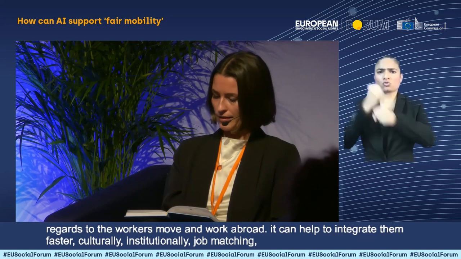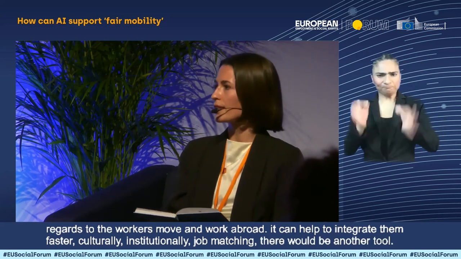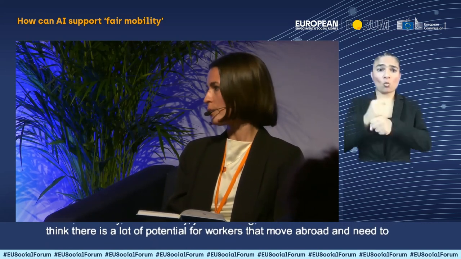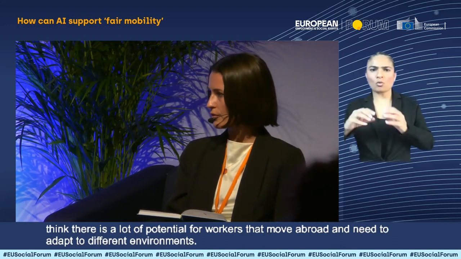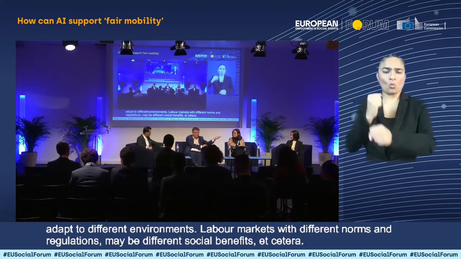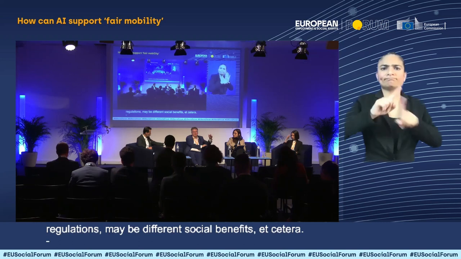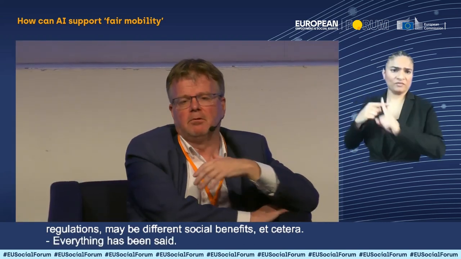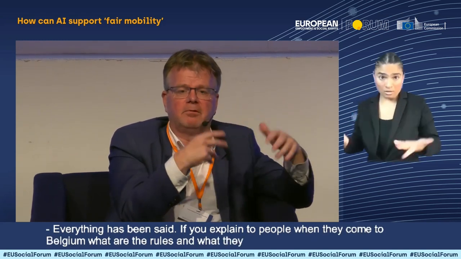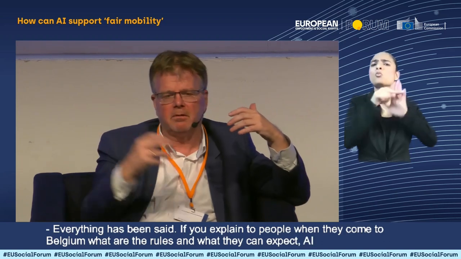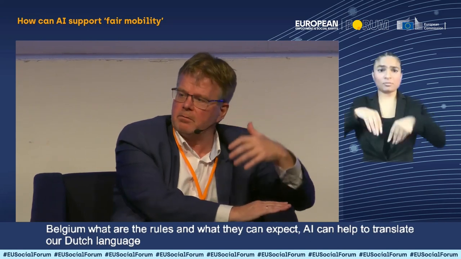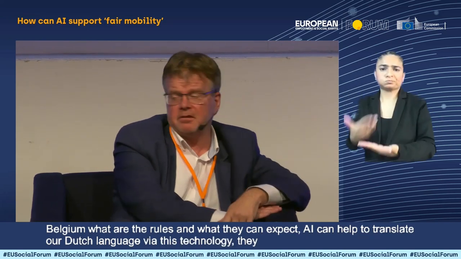And I think it has a lot of potential for workers who move abroad and have to adapt in different environments, in labor markets with different norms and regulations, and also maybe different social benefit schemes. All right, I think everything is said. If you explain to the people from abroad who come to Belgium what the rules are, what can they expect, artificial intelligence can help to translate our common Dutch language into their language. They know their rights, they know what they can do, where they have to go. I think in a migration situation, this is great.